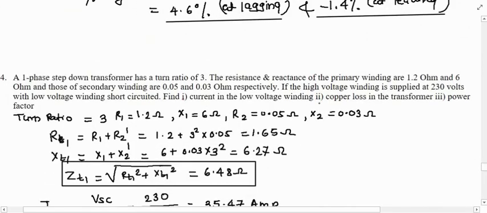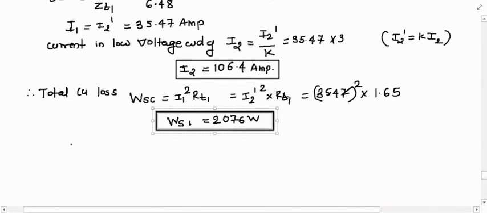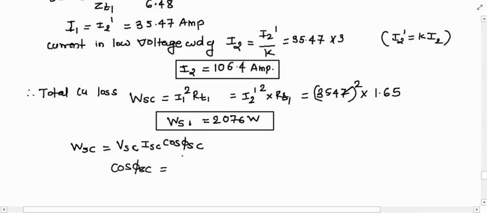Now what we have to find out? We have to find out copper loss in the transformer, we got it. We have to find out current in the low voltage winding, we got it. Then power factor we have to find out, means power factor at the short circuited condition. Students, we know that when we have performed the short circuit test, my WSC is nothing but VSC into ISC into cos of phi SC. Right? So what is cos of phi SC? Cos of phi SC is nothing but WSC upon VSC into ISC.